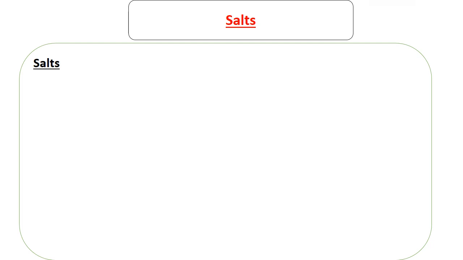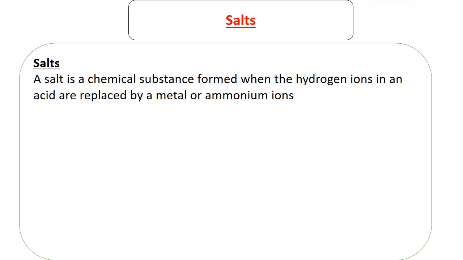Then we take a look at salts as we conclude this lesson. A salt is a chemical substance formed when the hydrogen ions in an acid are replaced by a metal or ammonium ions. So if there is a reaction involving an acid, and the hydrogen in that acid has been replaced by a metal or ammonium ion, then what is formed is a salt.